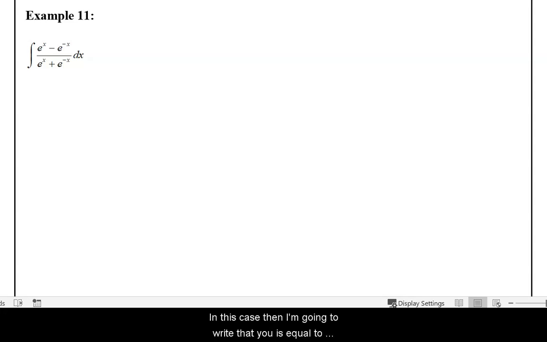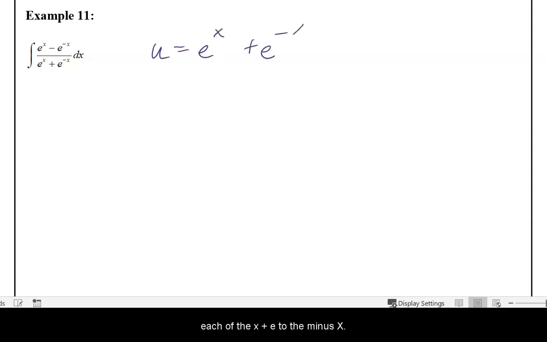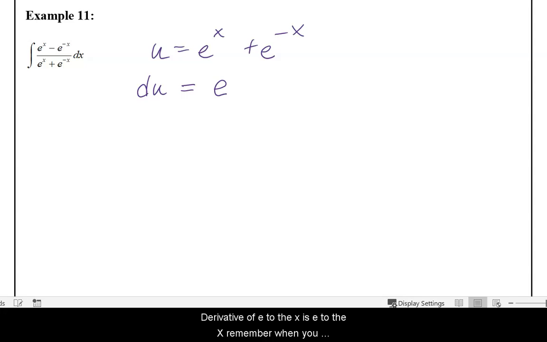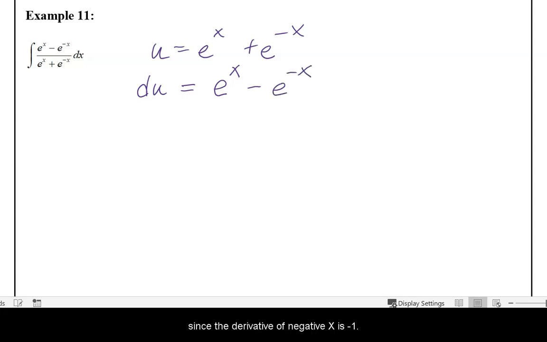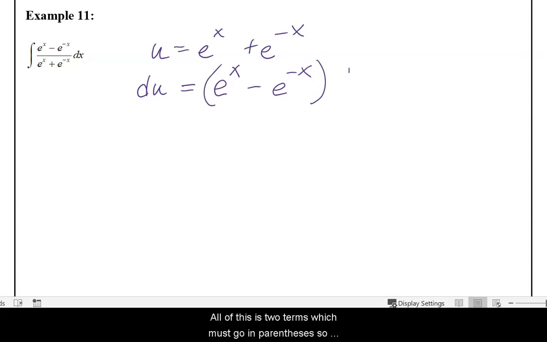In this case, then, I'm going to write that u is equal to e to the x plus e to the minus x. Then I compute the differential du. Derivative of e to the x is e to the x. Remember when you take the derivative of e to the negative x that you must apply chain rule, which will pull the negative to the front since the derivative of negative x is negative 1. All of this is two terms, which must go in parentheses, so you can swing the differential dx around to be multiplied by the whole thing, not just one part of it.